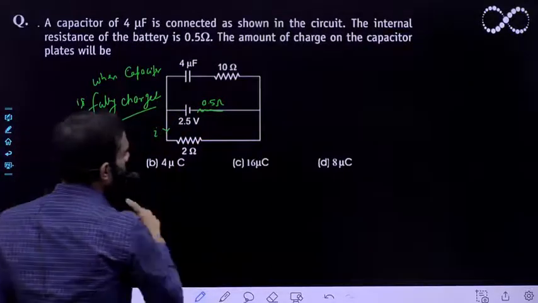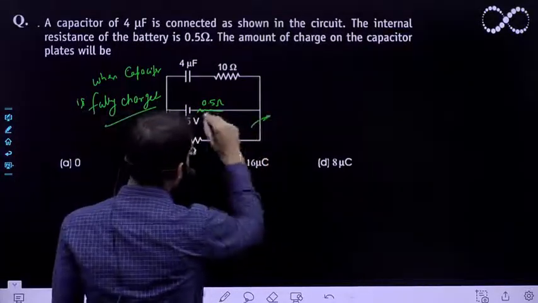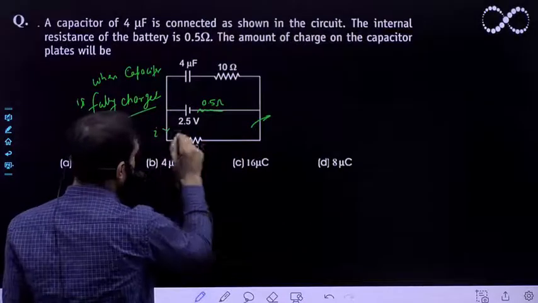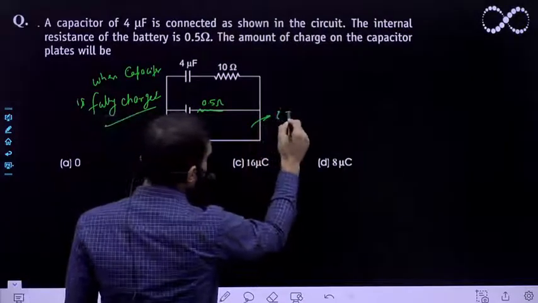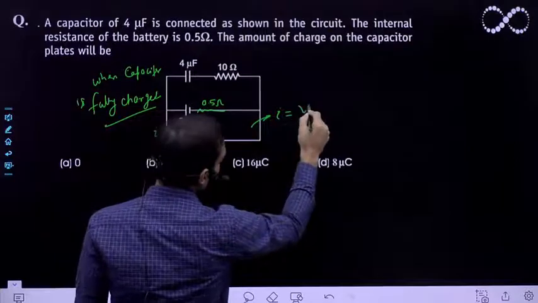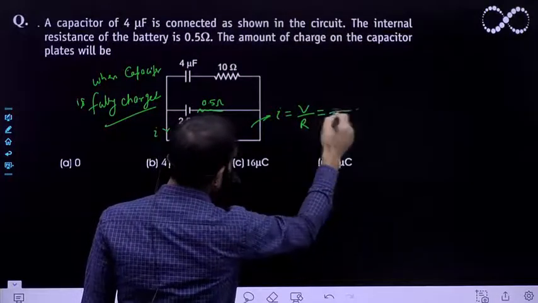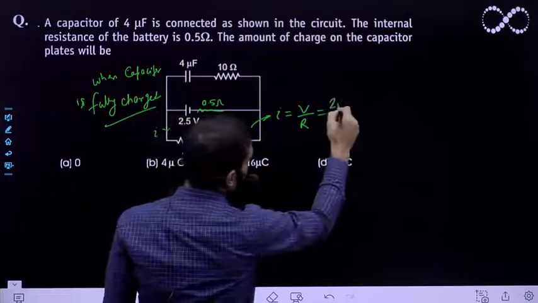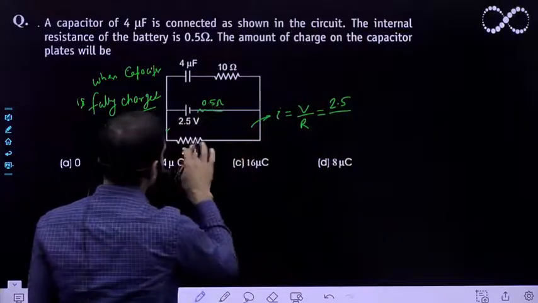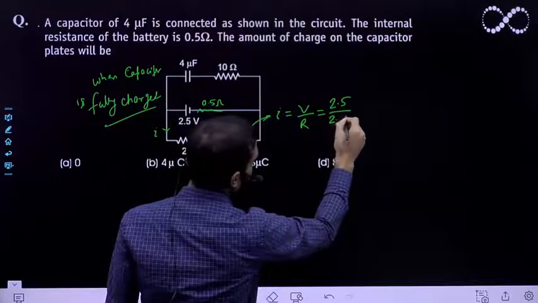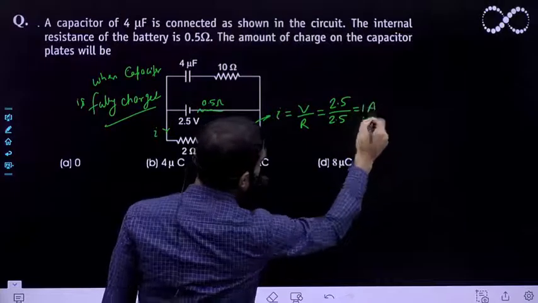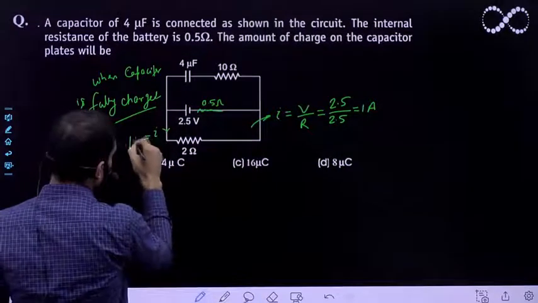So how much will this current be? The total resistance will be 0.5 plus 2, that is 2.5 ohm. I is equal to V upon R. V is given, that is 2.5, and the total R is 2.5, so the current will become 1 ampere.